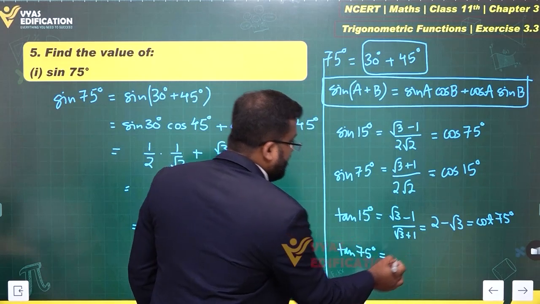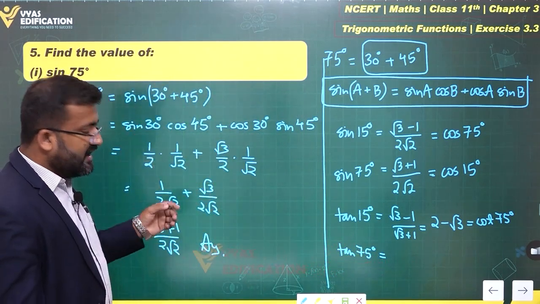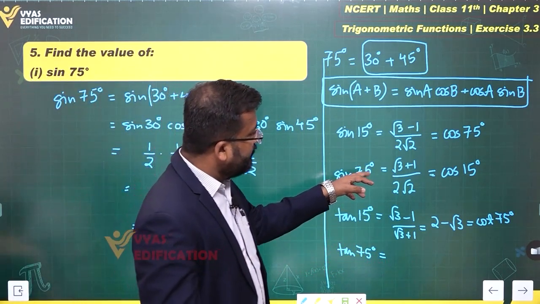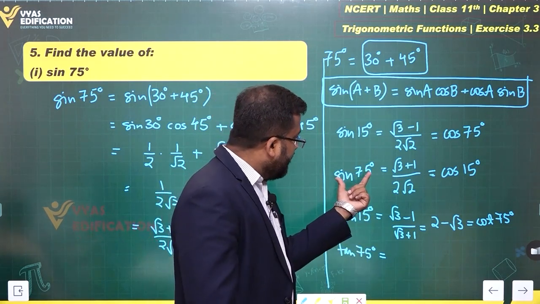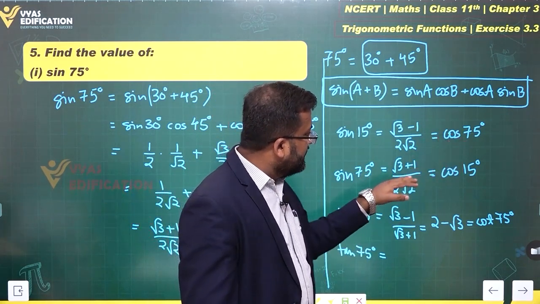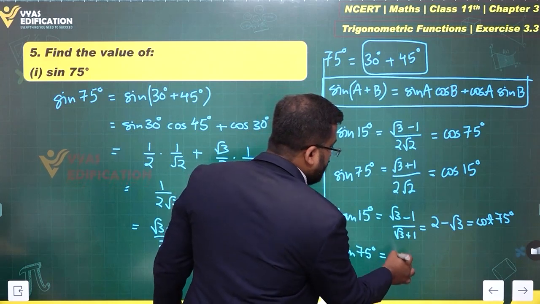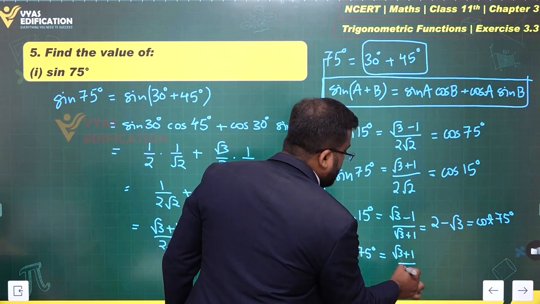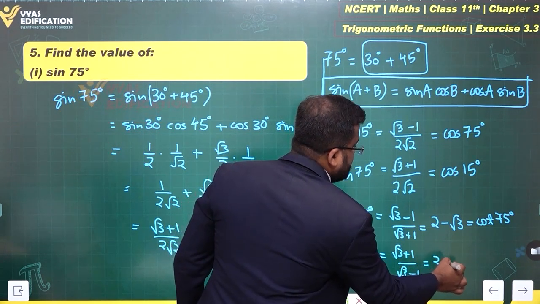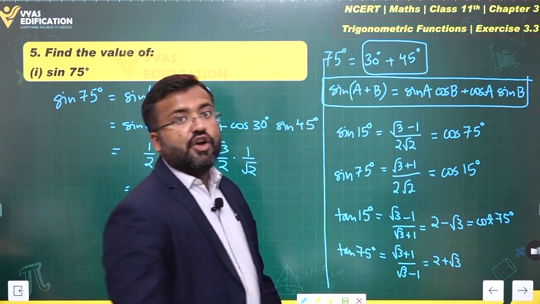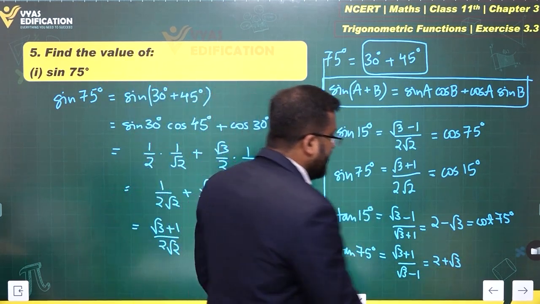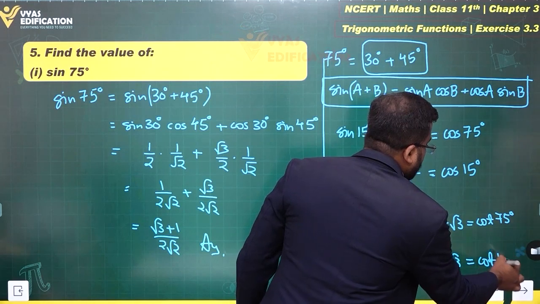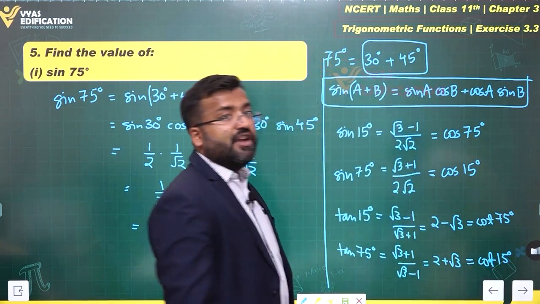Tan 75 degree can be found using the general method, or you can find tan 75 degree from here and memorize this. Tan 75 degree would be sine 75 upon cos 75. That will be equal to root 3 plus 1 over root 3 minus 1, which will actually simplify to 2 plus root 3. Now tan 75 degree is also equal to cot 15 degree.